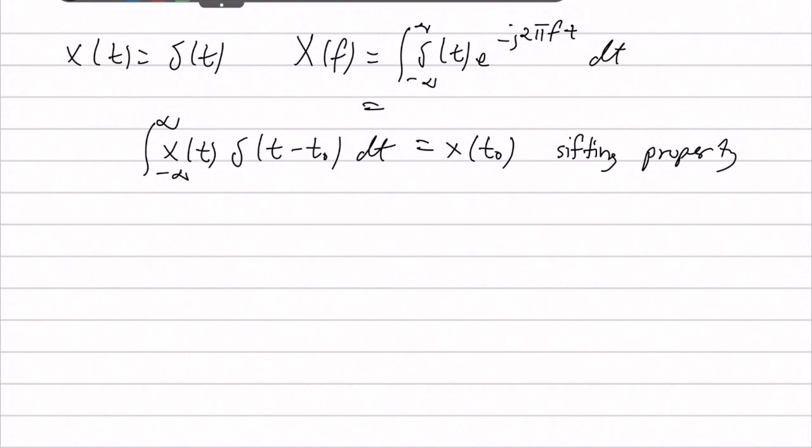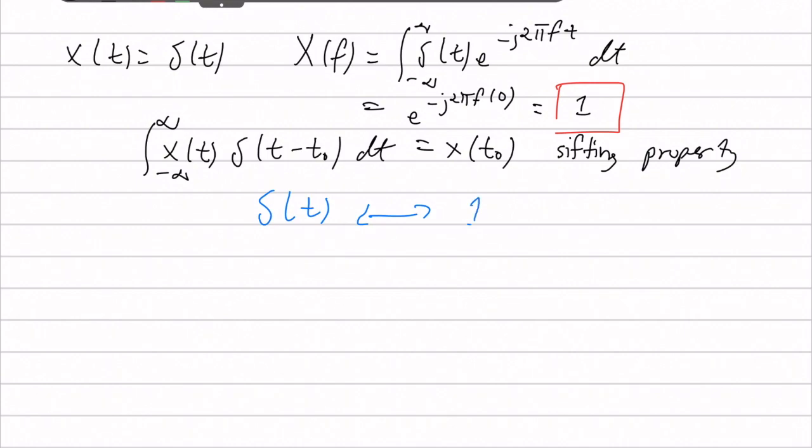Okay, so applying the same principle to the right hand side of our equation, this will be equal to e raised to the negative j 2 pi f times t, with t equal to 0. Okay, so e raised to the 0 is equal to 1. So in the time domain, we have delta of t, and in the frequency domain, we have a constant.